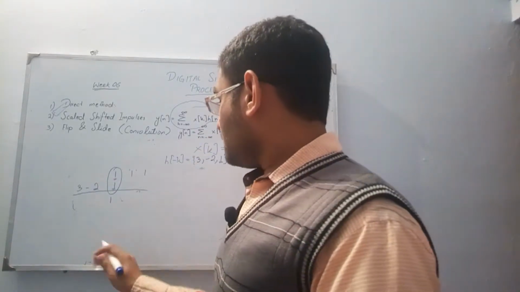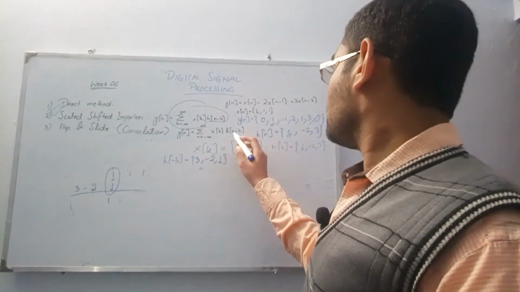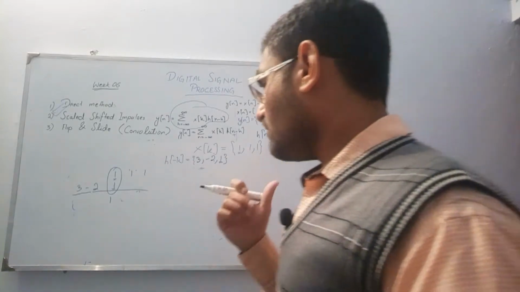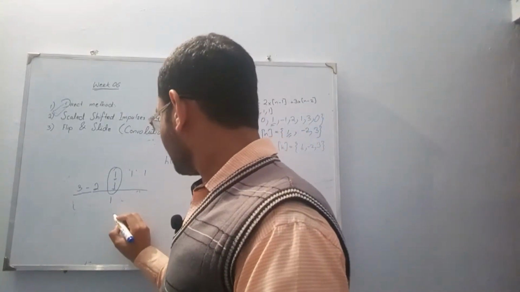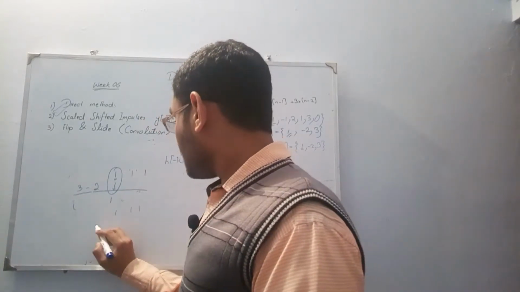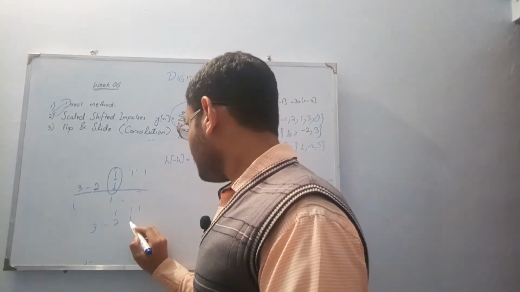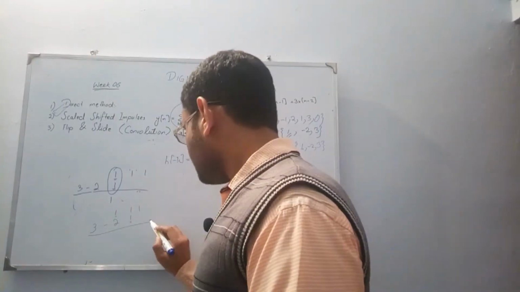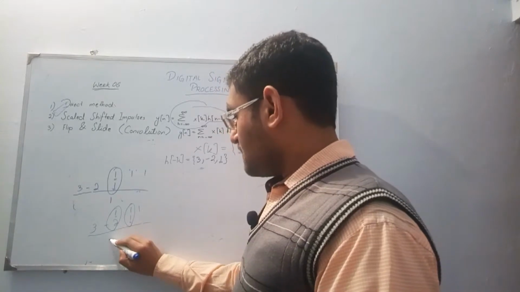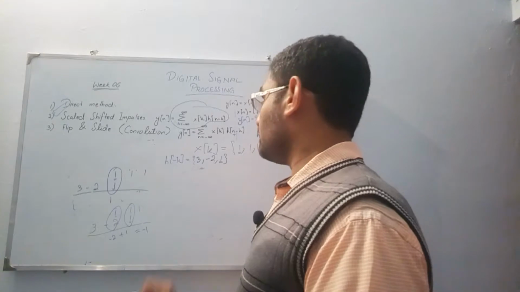In the next step, slide it towards right one. As you can see, plus n. Slide it over there. Now 1, 1, 1. You can see -2, 1. Now -2 plus 1 comes out to be -1.